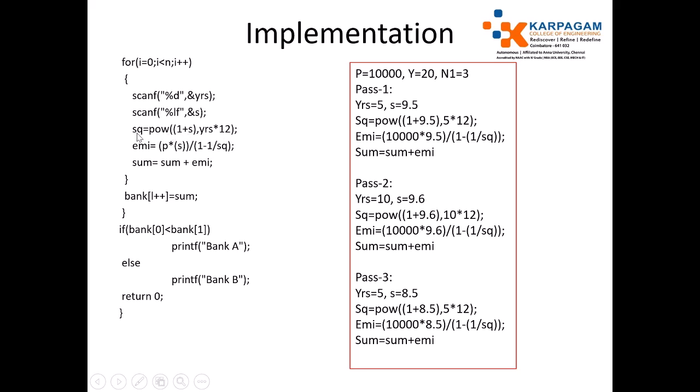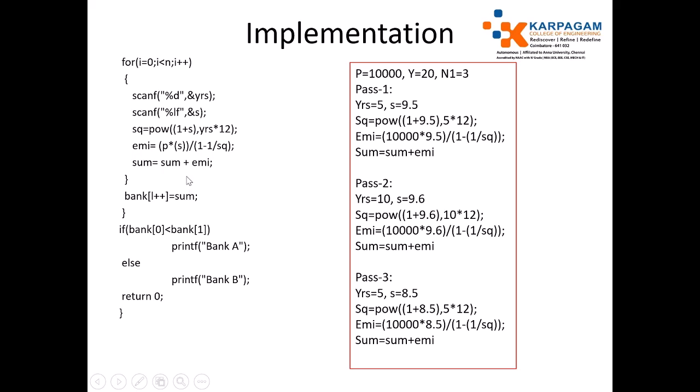After calculating this value, calculate the EMI by using the formula P star s, where s is given by the user as the second input, then 1 minus 1 divided by square. Just calculate the EMI. Then you have to add it to the sum variable. Again, you have to get a year value and interest rate value and calculate the same EMI. Then accumulate the EMI. Okay.